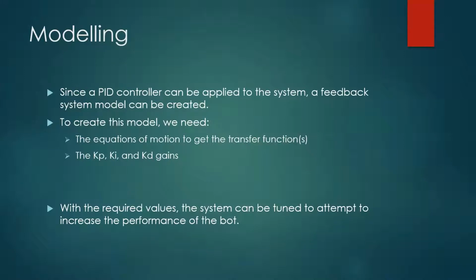Since a PID controller is applied to the system, we can assume that the model is going to be a simple feedback system. To create the model, we need to get the equations of motion of the cart, which will allow us to get the transfer functions. On top of that, we also need to get the KP, KI, and KD gains for the PID controller. When we have these values, we can attempt to tune the system, which will increase the performance of the bot, which, like I said earlier, is following the path of the wall while also maintaining the 50 centimeters away from the wall.